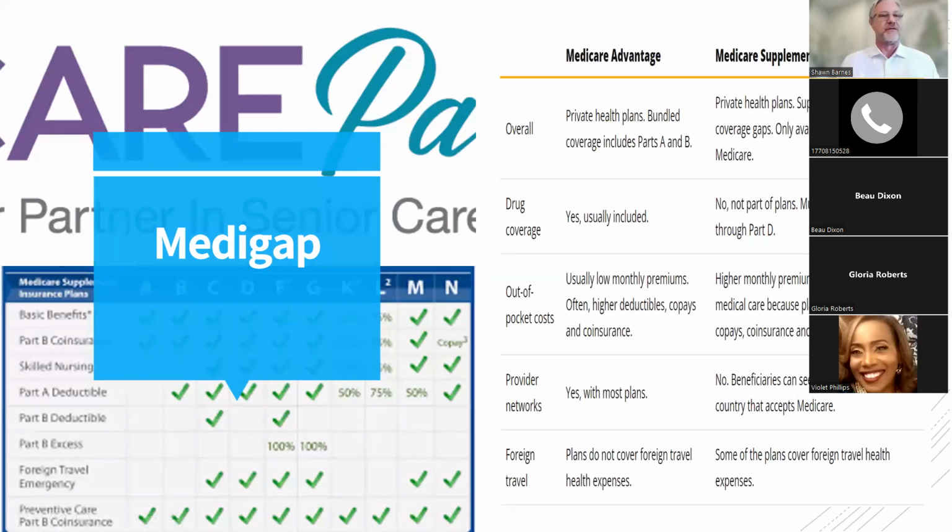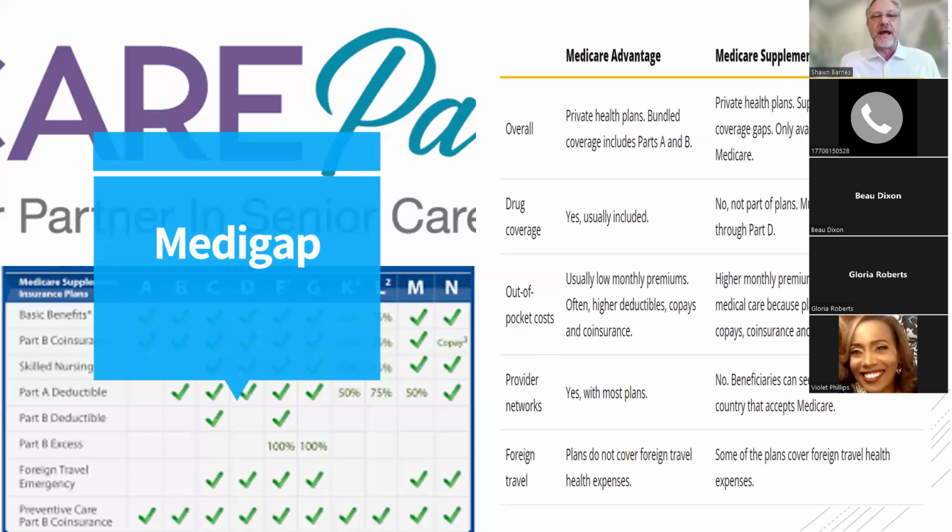So in general, here's the difference in a Medicare Advantage plan, which we'll discuss a little bit deeper in a moment, and a Medicare supplement or Medigap plan. So Medicare Advantage bundles so-called original Medicare, A and B, whereas a supplement plan only fills in the gaps of A and B, and it's only available if you have original Medicare, not if you have a Medicare Advantage plan. Medicare Advantage plans typically include a drug coverage portion. Medicare supplement plans do not.